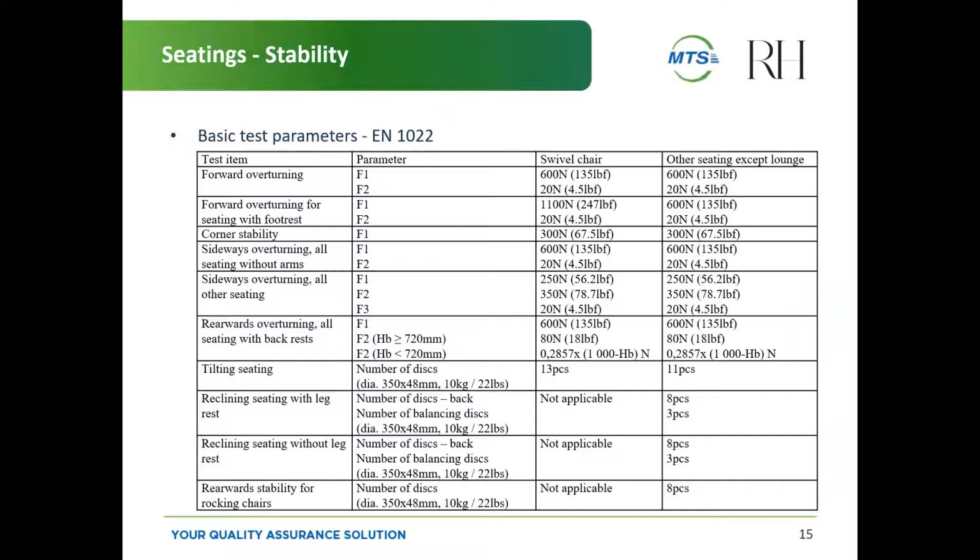Seating and stability, the basic test parameters, EN1022. I'll go through a few of these. Basically, you can see it's covering the forward overturn, forward overturning with seating if there is a footrest, which would be a little different. You can see if it's a swivel chair or a different type of chair, you have different weights that they'll be applying, and corner stability, sideways overturning, rearwards, tilting of the seating. So all aspects of the chair will be checked and use the applicable standards for that.